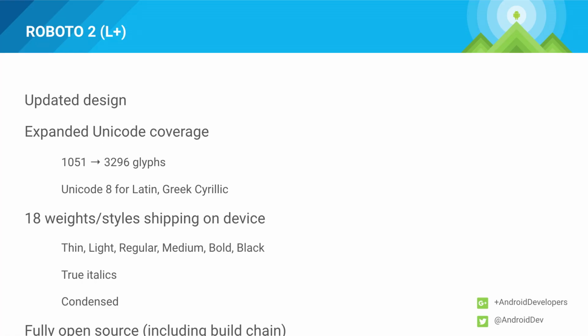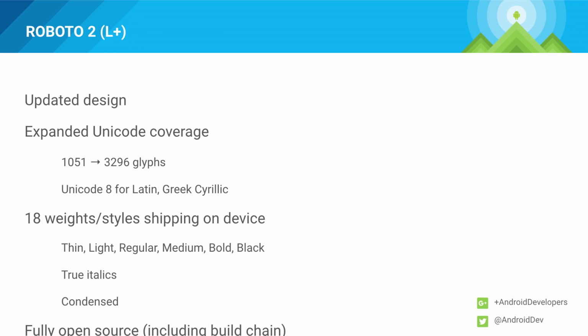So the cornerstone of typography in material design is the Roboto II typeface. This was an update that happened in Lollipop. And it was pretty subtle. A lot of people probably didn't even notice it. But there was actually a lot going on in this update. One of the things is the expanded Unicode coverage. It actually increased by a factor of 3. And we have full support for Unicode 8 for Latin, Greek, and Cyrillic scripts. And that covers a lot of the languages in the world that are maybe less familiar to us, like the African languages, which use a lot of unusual Latin characters.